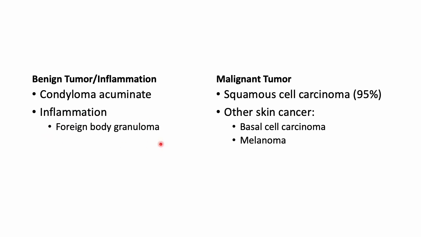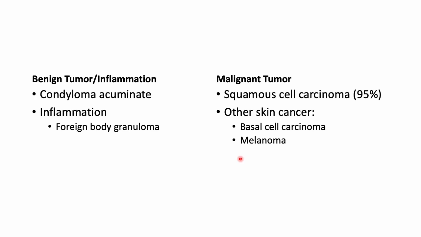So we also receive a few cases of foreign body granuloma where people inject some foreign body or materials inside the penis, underneath the skin, to stimulate the growth of the penis. So there will be some foreign body granuloma. For the malignant counterpart, I will only touch a little bit on squamous cell carcinoma, which consists of 95% of cases, and other skin cancers, which consist of basal cell carcinoma and also melanoma.